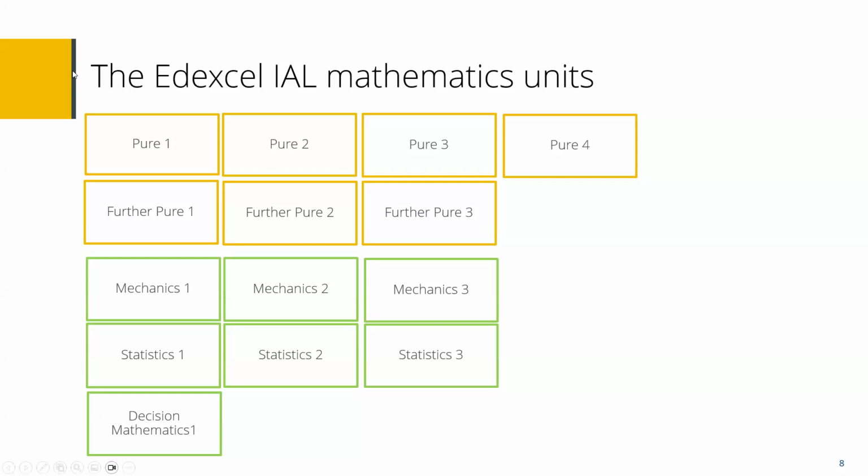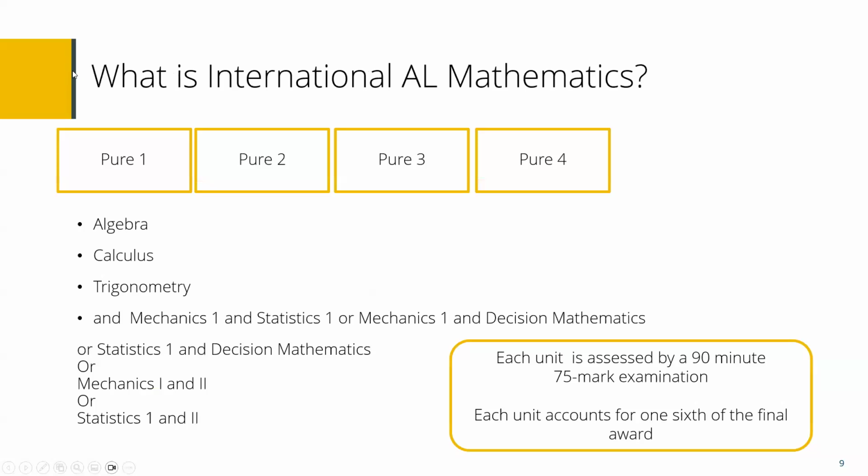If we look at this next slide, we have 4 pure units, which are all compulsory. And then we need 2 applied units. For larger centers, it allows for specialization. So if some of the teachers specialize in the delivery of certain modules, they have a choice between, for example, a mechanics set or a statistics set.